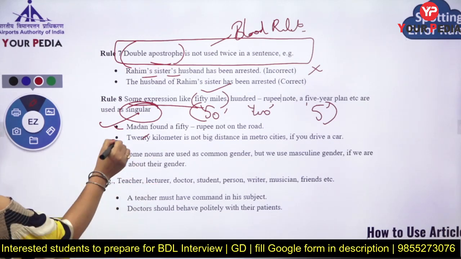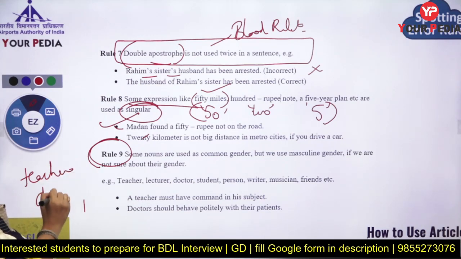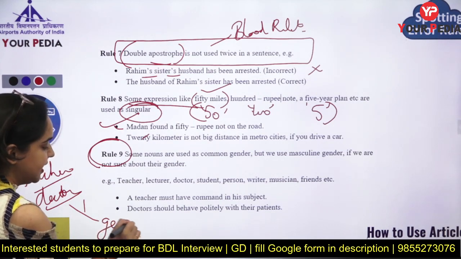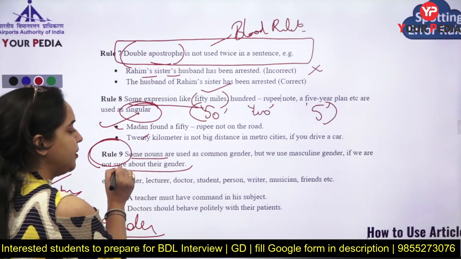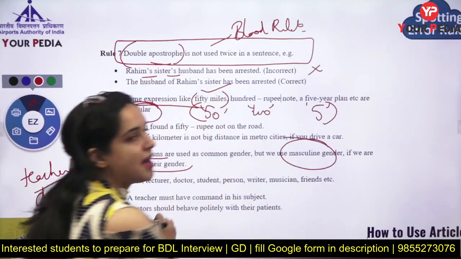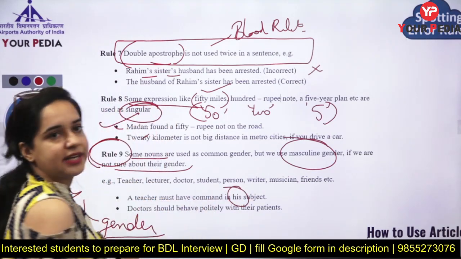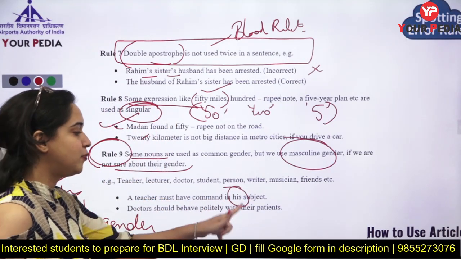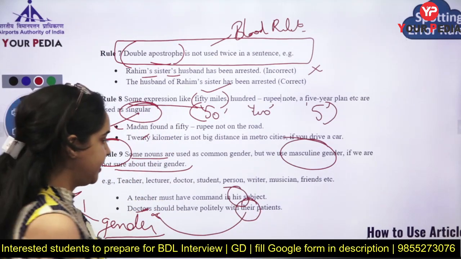Some nouns, now there are, the rule 9 is, like you are talking about some kind of a teacher, doctor, right? And you are not aware कि उसका जेंडर क्या है भाई. Is she a girl? Is he a boy? What is that? So when we are not aware about the gender of, you can say, any category, what you will be using, you will be counting it as a masculine one. A teacher must have command on his subject, right? Doctors should behave politely with their parents. Why there? यहाँ पे डॉक्टर्स था, डॉक्टर होता तो हिज आ जाता.